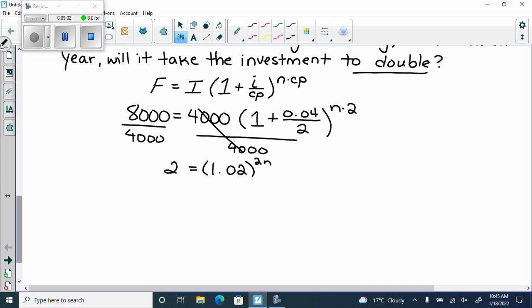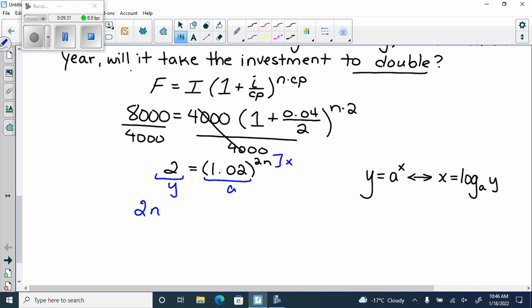We agree? What can we do at this point always? Convert to a log. Or y1, y2, technically, if it was a Robert response. So y equals a to the x, x equals log base a of y. So we're going to get 2n equals log base 1.02 of y, which is a 2.